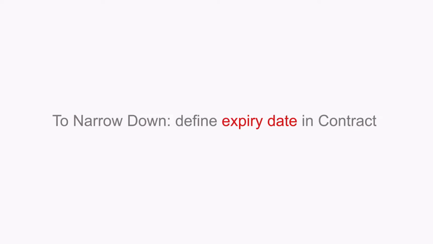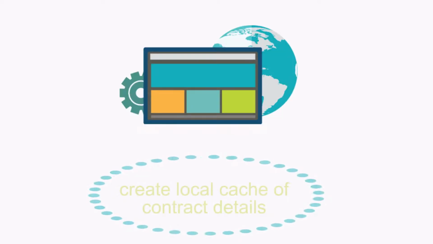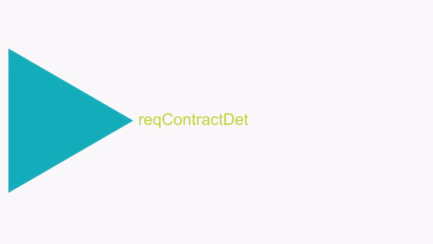For that reason, it is also best to create a local cache with returned contract details rather than to make the same request repeatedly. Next, we will discuss an example of reqContractDetails and how it can be used to query an option chain for Apple options expiring in June 2020.